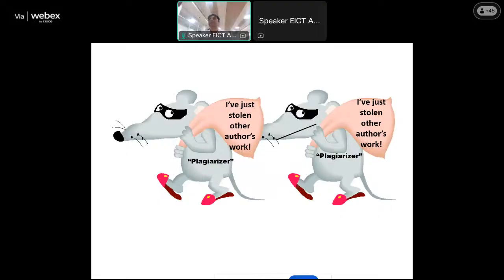Okay, but more than 20% is not acceptable, excluding your bibliography. Okay, the bibliography section is excluded. Apart from that, 20% is good enough.